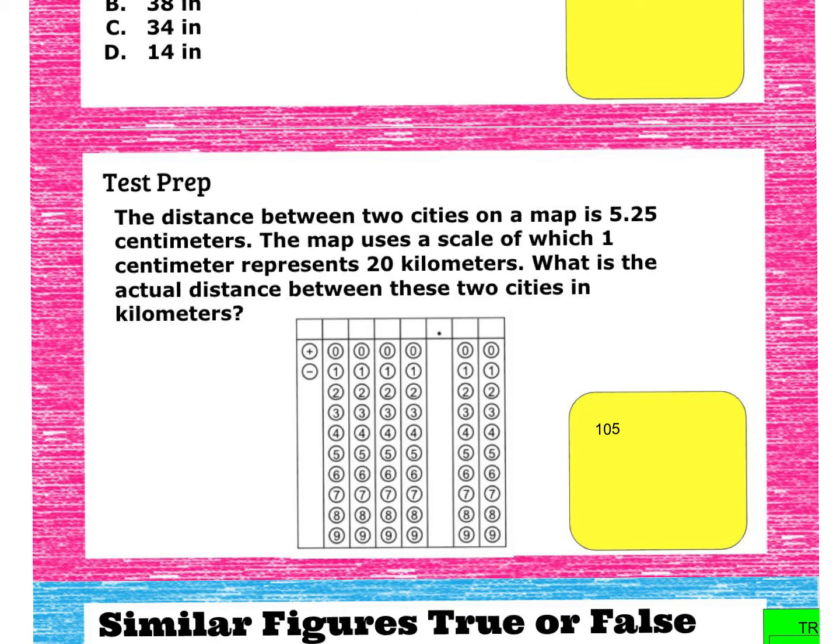Okay, the distance between two cities on a map is 5.25 centimeters. The map uses a scale in which 1 centimeter represents 20 kilometers. What is the actual distance? Okay, so the scale drawing is giving you the piece of information 1 centimeter to 20 kilometers. So you can set up your ratio with the distance on the map, which is 5.25. So please set up your proportion before you cross multiply.